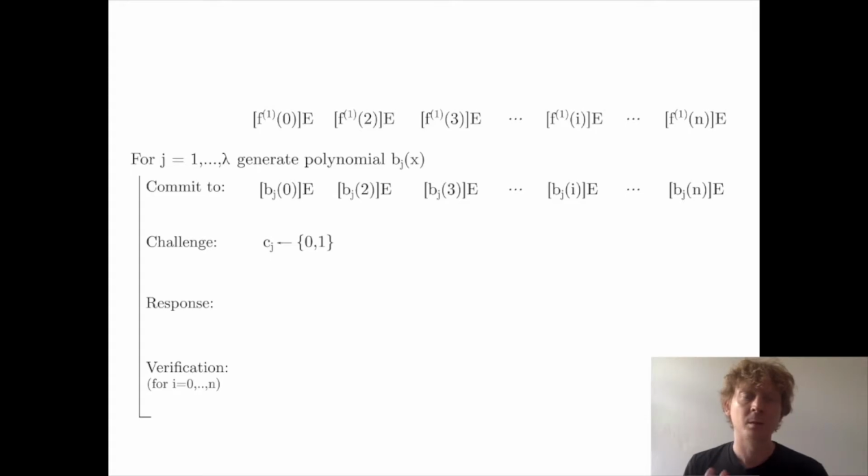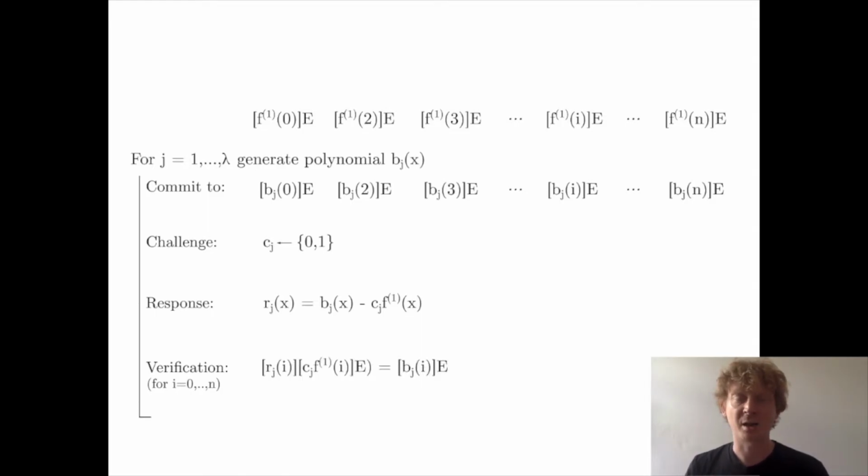So upon receiving the challenge, player 1 responds with the polynomial r, which is equal to b minus cf. Finally, we can verify correctness by checking if r applied to CFE is equal to the commitment. So if c is 0, r should be equal to b, and CF should be simply the identity map.